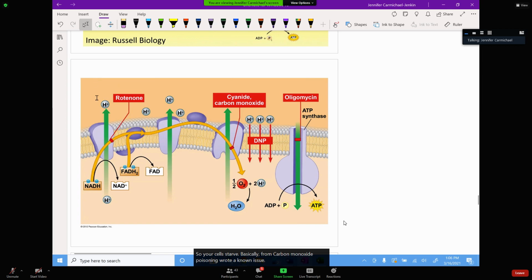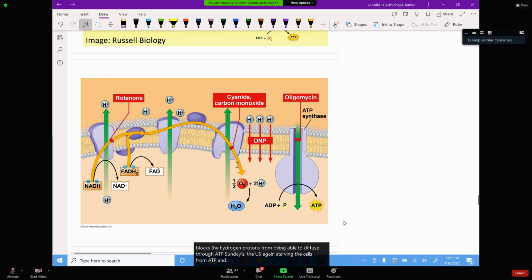Rotenone is an anti-parasitic, so we use it in insecticides for ticks and fleas and other insects that cause diseases, and it stops the electron transfer earlier on in the pathway. Oligomycin is an antifungal drug, and what it does is block the hydrogen protons from being able to diffuse through ATP synthase, thus again starving the cells of ATP.